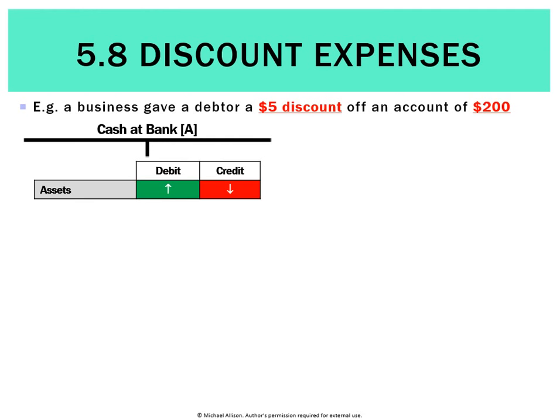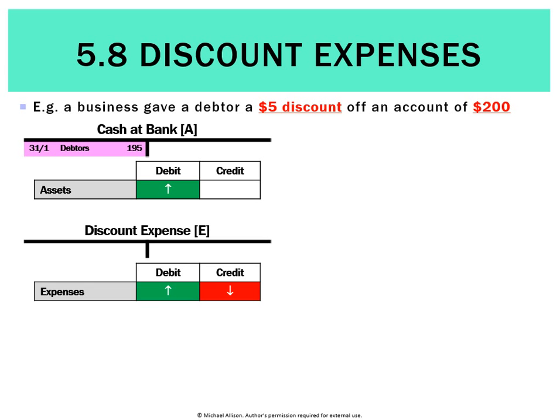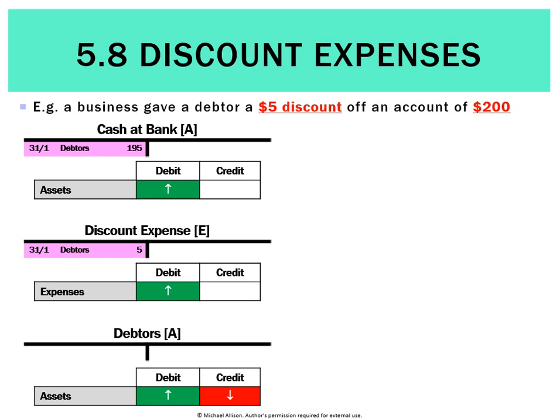Looking at what's happened here, we've got cash at bank. We've received $195, so that'll be a debit. It's going to make an asset go up. We've been given a discount, so that's going to be an expense. Expenses are debits. And lastly, debtors are going to go down 200. And when a debtor goes down, that's on the credit side, like so.